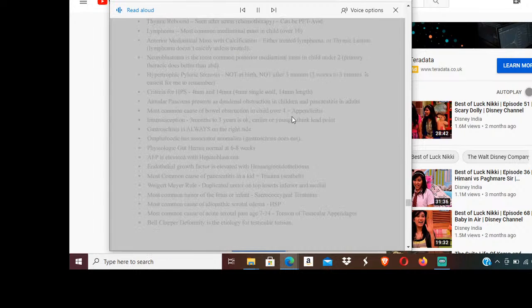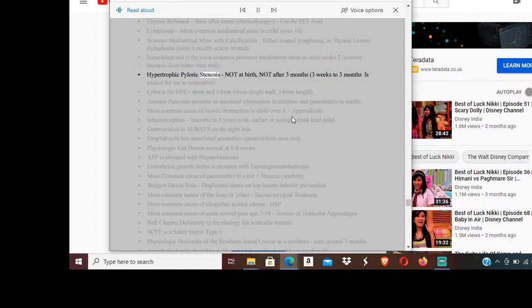Thymic rebound, seen after stress or chemotherapy, can be PET-avid. Lymphoma is the most common mediastinal mass in a child over 10. An anterior mediastinal mass with calcification is either treated lymphoma or a thymic lesion. Lymphoma doesn't calcify unless treated. Neuroblastoma is the most common posterior mediastinal mass in a child under 2. Primary thoracic does better than abdominal.